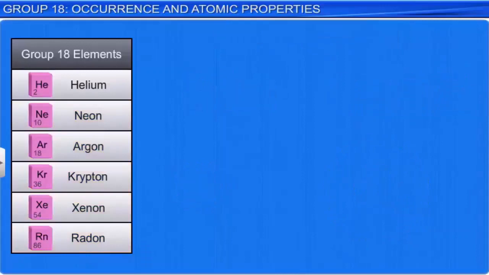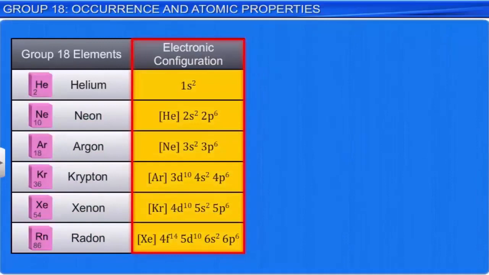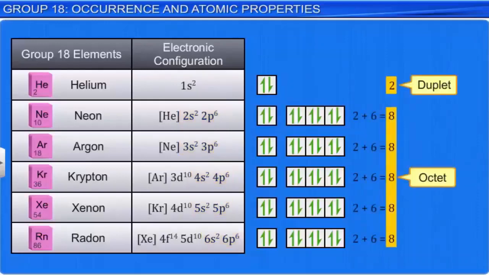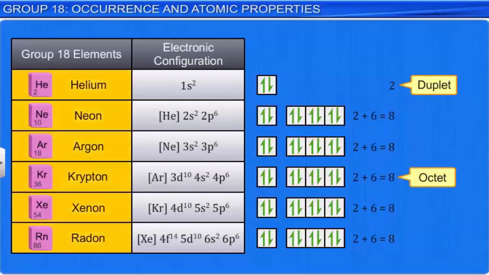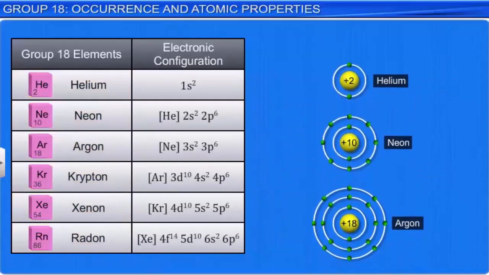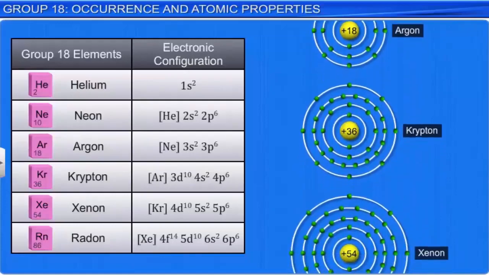The electronic configuration of these elements are listed in the table here. You can see from the table that the np subshell is completely filled in all the elements. Due to the duplet or octet configuration in their valence shells, the elements of this group are highly stable. In other words, as these elements have closed shell structures, they have less or no tendency to form compounds.